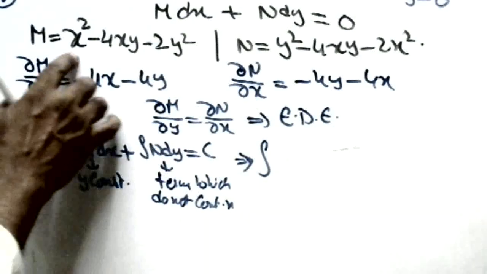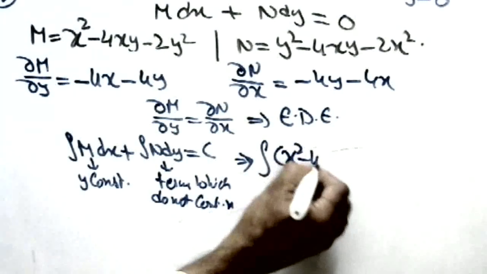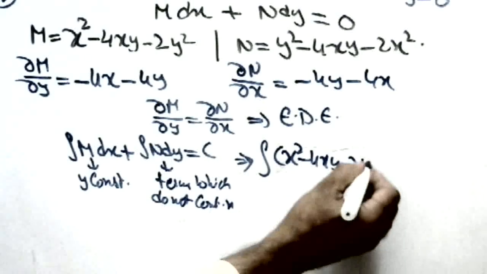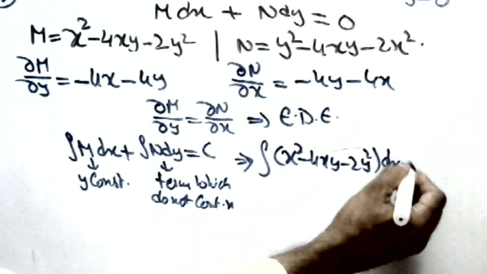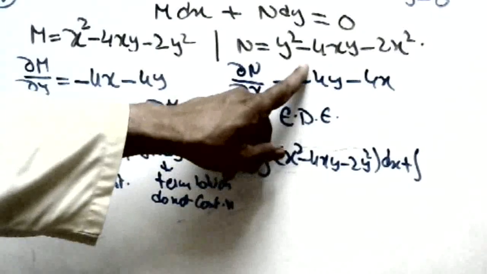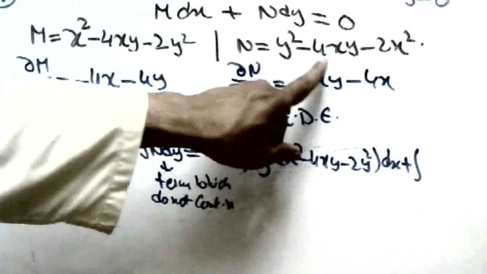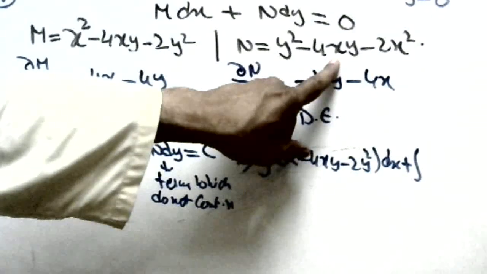Integration of M, you take all the values of M. So what is M? The integral of (x² − 4xy − 2y²) dx plus integration of N, where we have to take only terms which do not contain x.